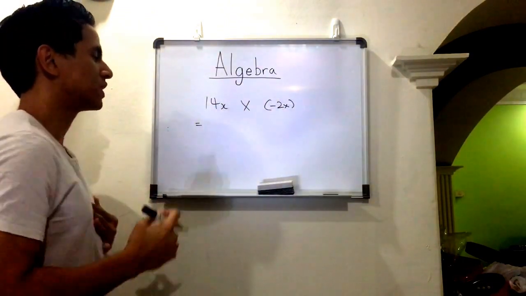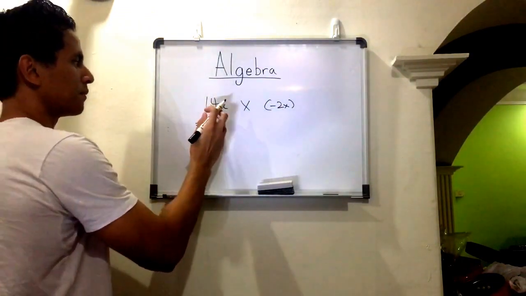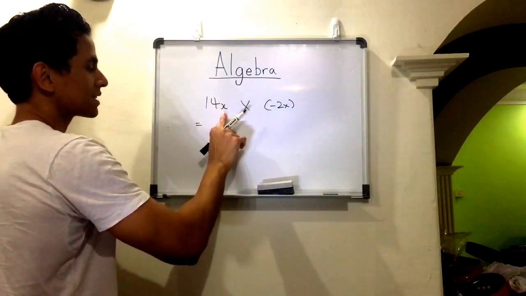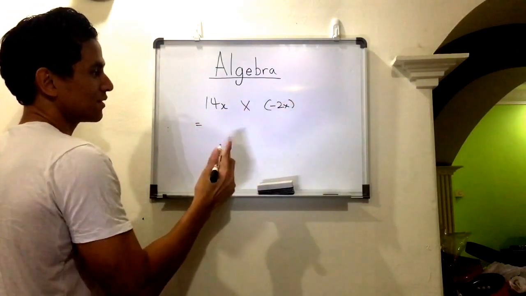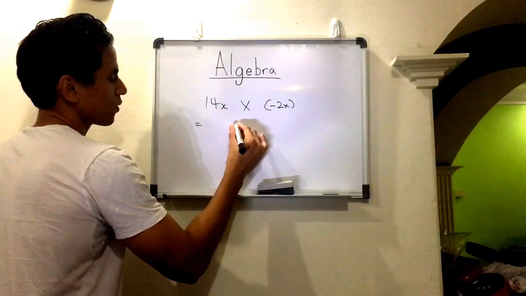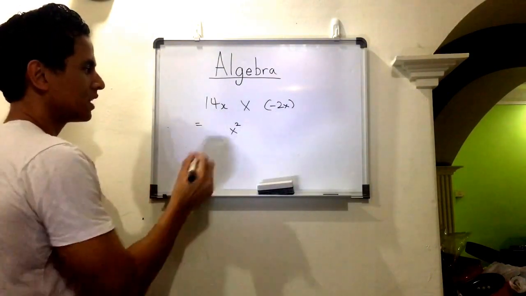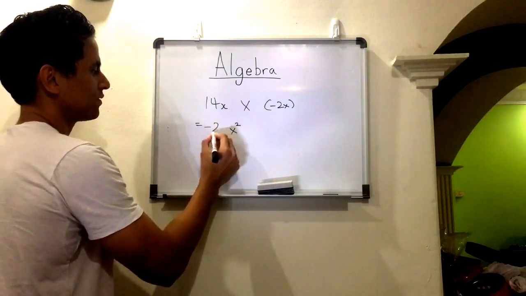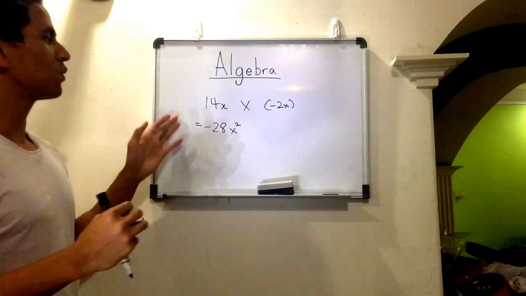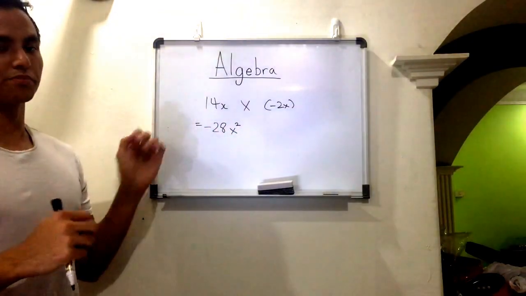These two would just become simply multiplied. So we have to take the x multiplied by the x. This would give us x squared. And negative 2 multiplied by 14 would give us negative 28. So this is how we'll simplify this example.